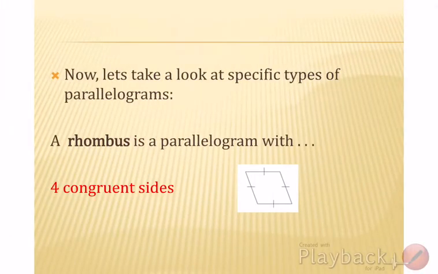Now let's take a look at specific types of parallelograms. A rhombus is a parallelogram with 4 congruent sides, and we can see that with the tick marks, that they're all the same. 4 congruent sides.